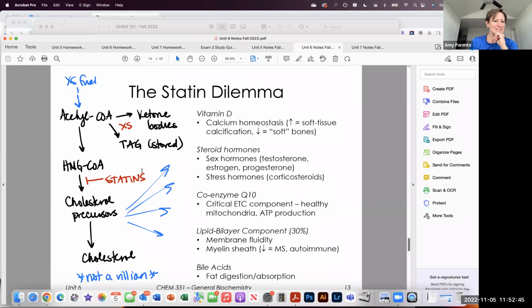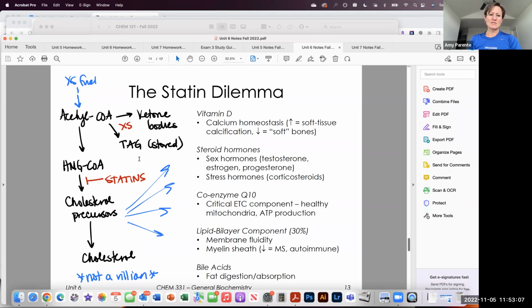And then statins interfere with the conversion of HMG-CoA to some cholesterol precursors. So that's how statins work. We talked about the challenge with that: when you interfere with something very far upstream in a metabolic or biochemical process, everything downstream is affected. So you have the potential for statins to affect a lot of other things.